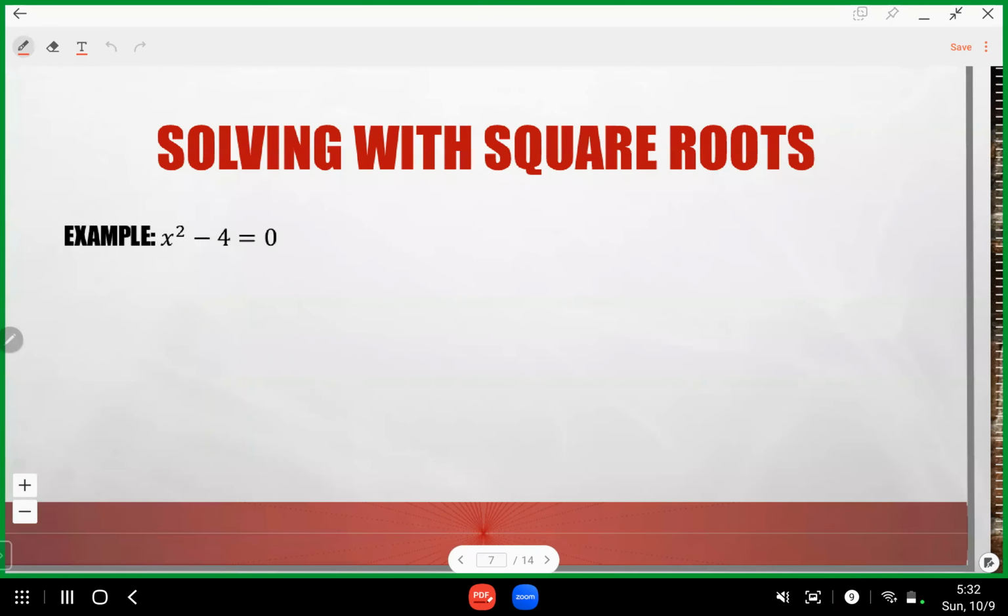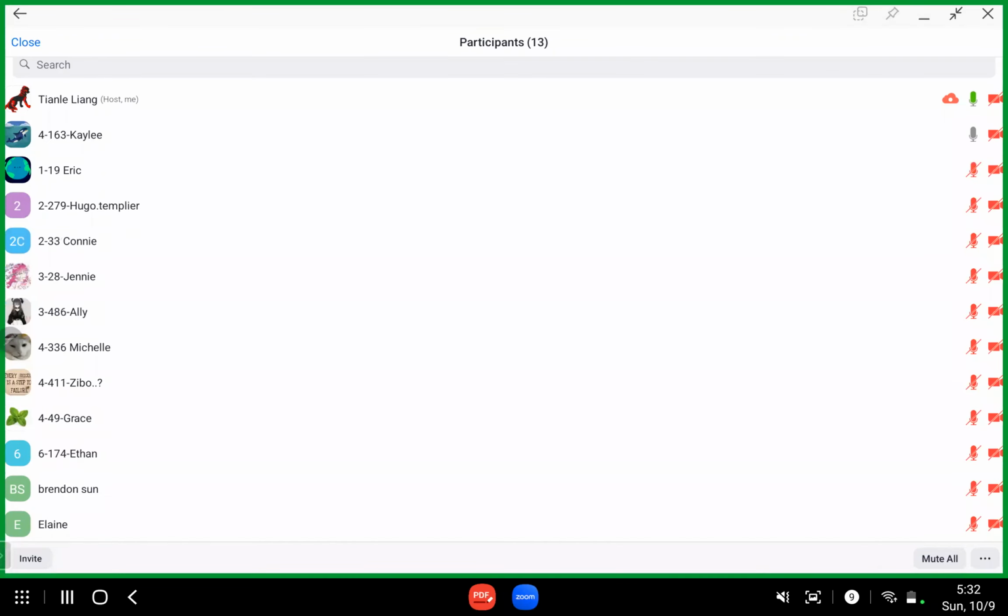All right. Today is going to be a lot about square roots, solving with square roots. So let's see here, an example. For this one, there are two easy ways to solve this. Let's see who can help us here. Do we have any volunteers? How about Connie? Would you like to help?